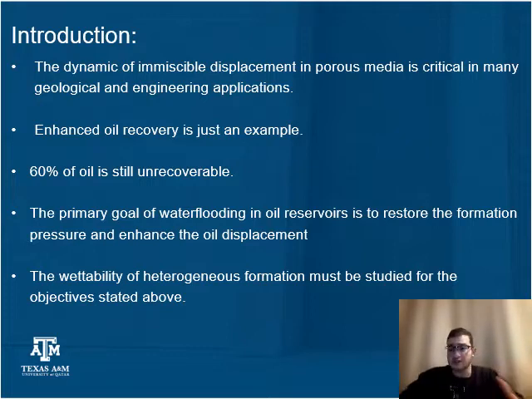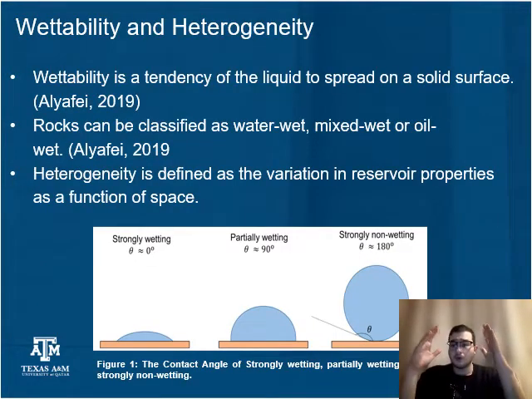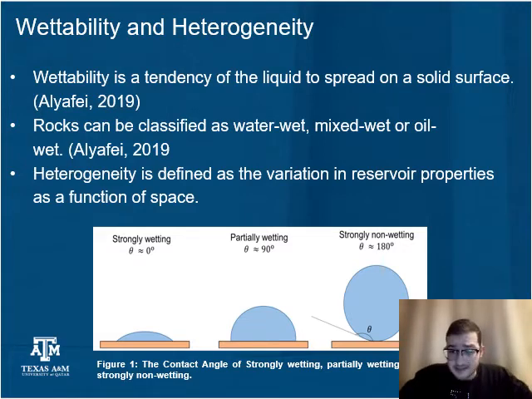Another concept that I'd like to describe is wettability and the heterogeneity of a reservoir. Wettability can be defined as the tendency of a liquid to spread on a solid surface. It is basically the affinity of a liquid to a certain surface. In terms of wettability, surfaces such as rocks can be classified into three categories: water wet, mixed wet, or oil wet. Figure 1 below shows and depicts some examples of what happens when we have a water wet surface, an intermediate wet surface, and an oil wet surface.